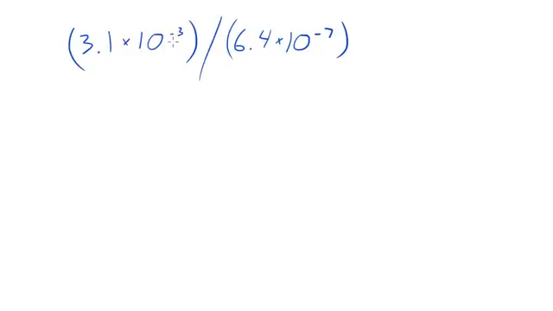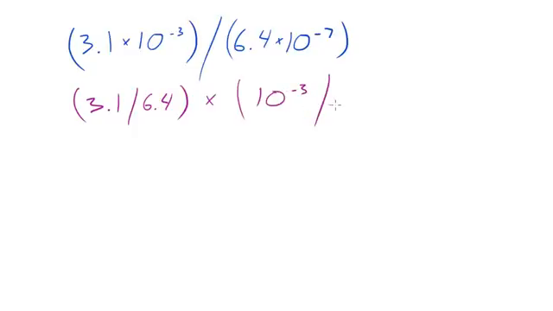So now we have an example with a negative and a negative exponent. What we need to do in this case is pull these first numbers right here. So it's basically 3.1 divided by 6.4. We're going to figure that out, but then we times that by 10 to the negative 3 divided by, actually we can just skip this step.